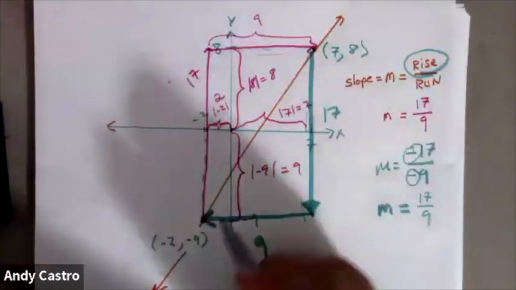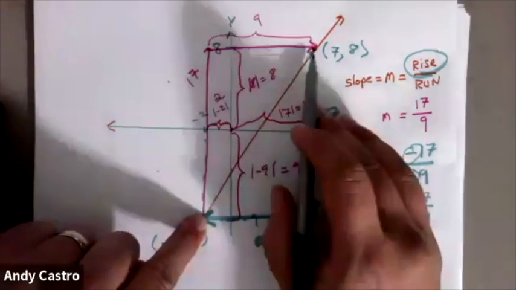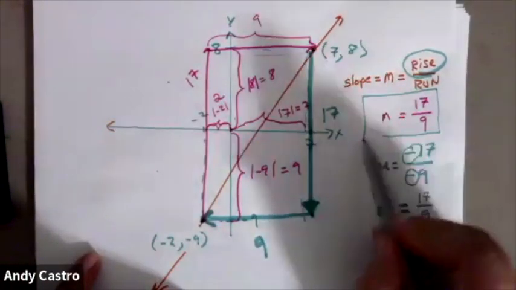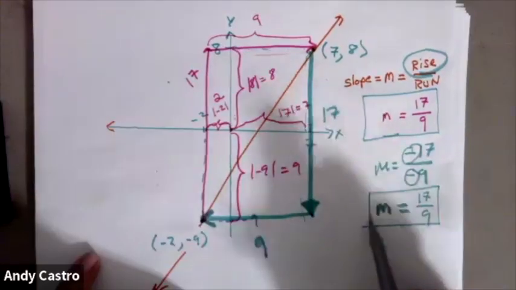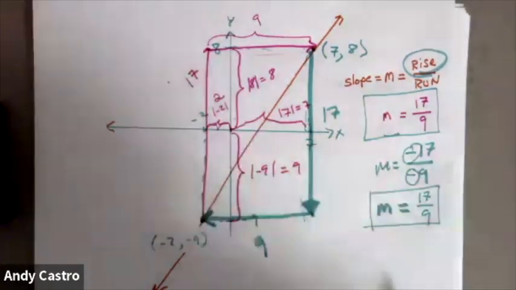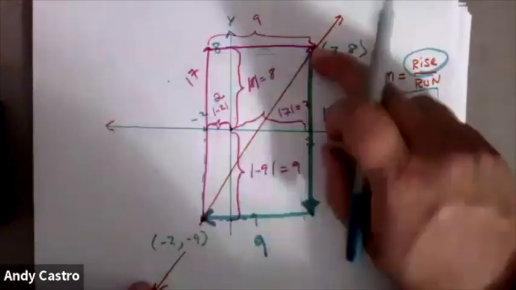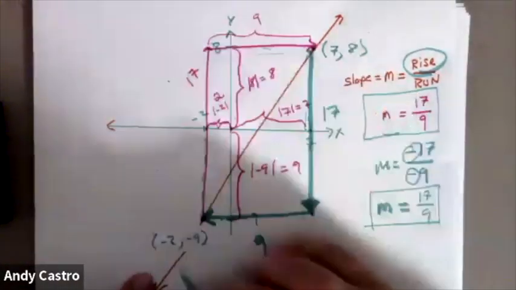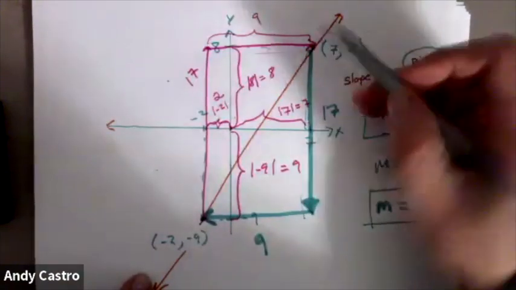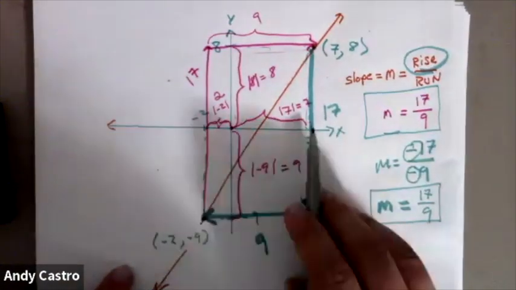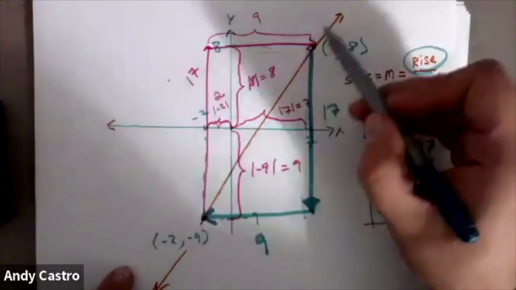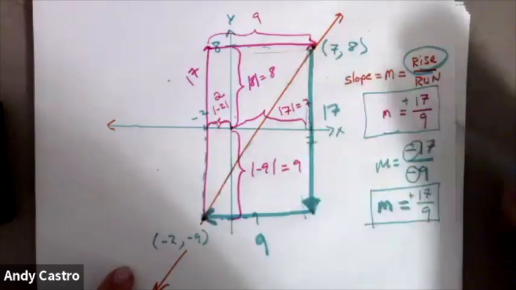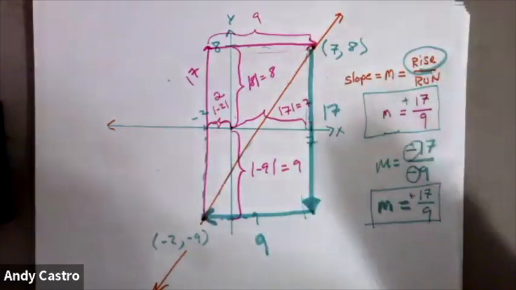So regardless if I go from here to here or here to here, I'm going to end up with 17 over 9 as my slope. And you'll notice that you always read the direction of a line from left to right. So in this case, from left to right, the line is going up. As I move from the left to the right, I'm going up. So that means it's going to have a positive slope, which it does, 17 over 9.